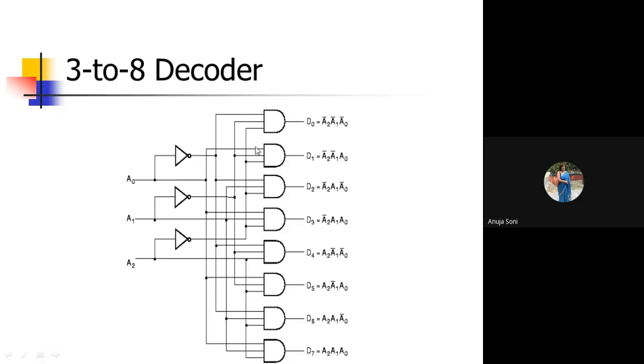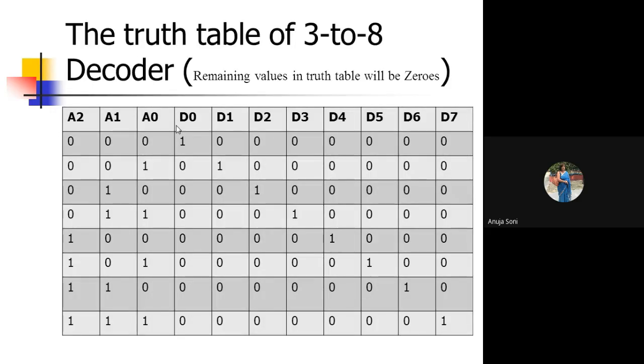Similarly, the connections have to be joined for D1 as per the formula for D1. Once the formula is in front of you, it becomes much easier to join all these connections. So according to all these formulas, you have to keep on joining all these lines, and ultimately you will get the logic circuit diagram of the 3 to 8 decoder. So this kind of question may come up in your exam.